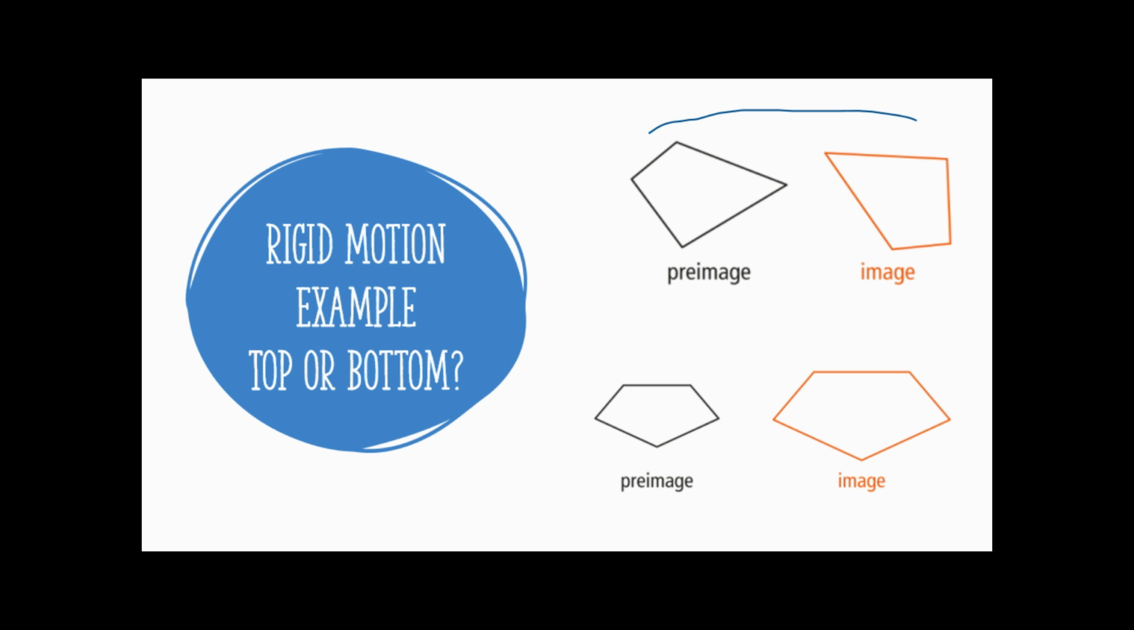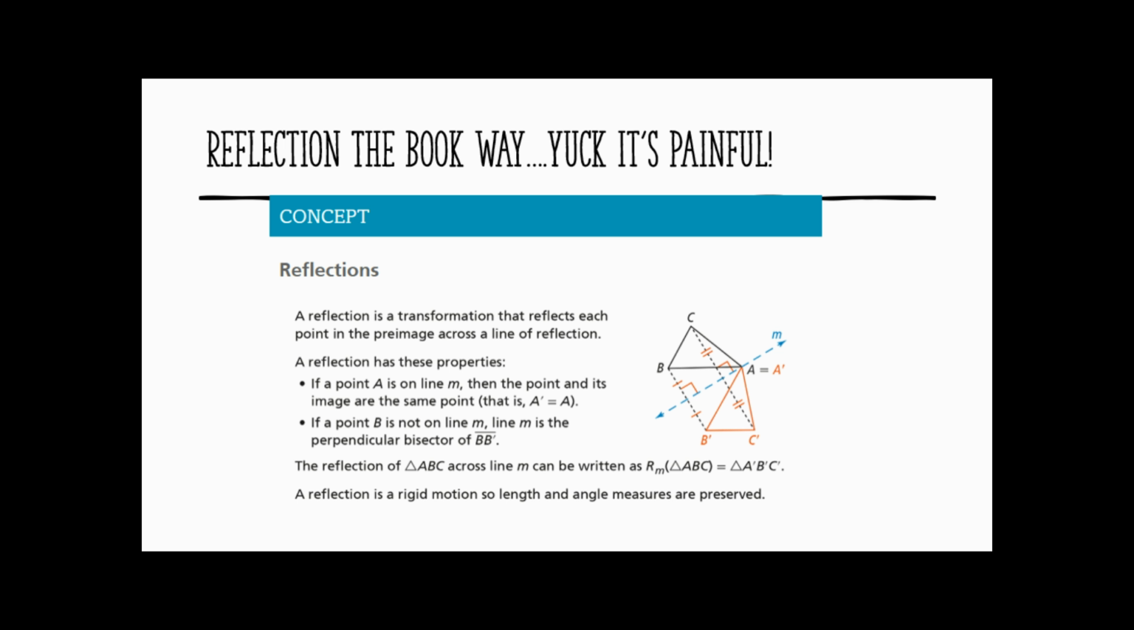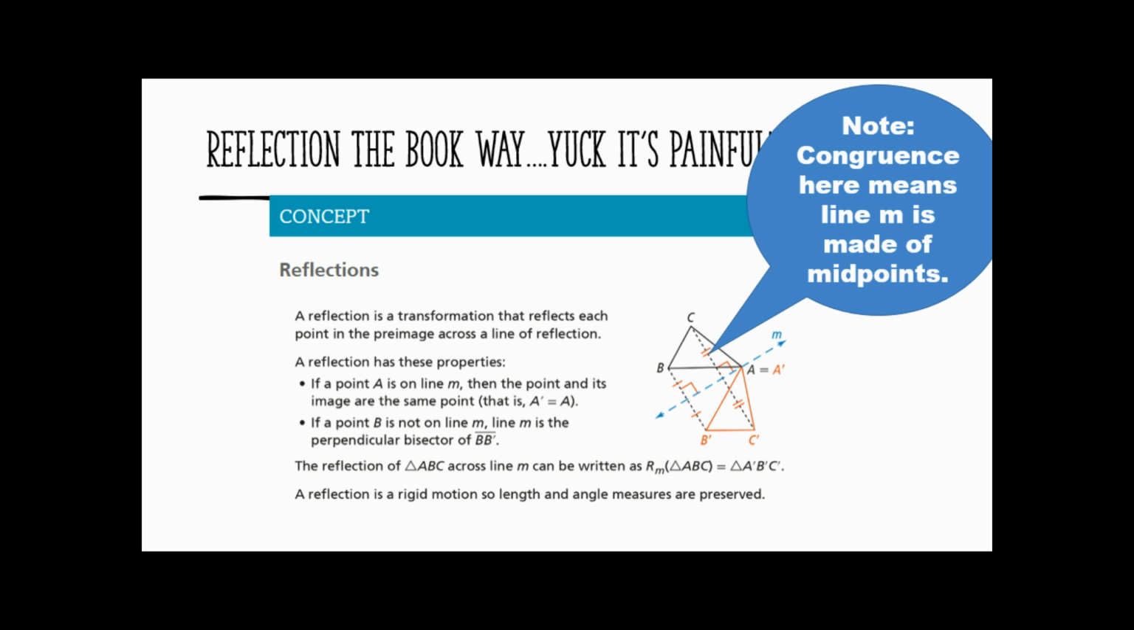Welcome back. If you said it was the top two, you would be 100% correct because they are just rotated. Reflections, the book way. A reflection is a transformation that reflects the points across the line of reflection, and we're using midpoints to make up the line. You see that all that stuff has to go through all that fun stuff. That's the way the book wants you to do it.